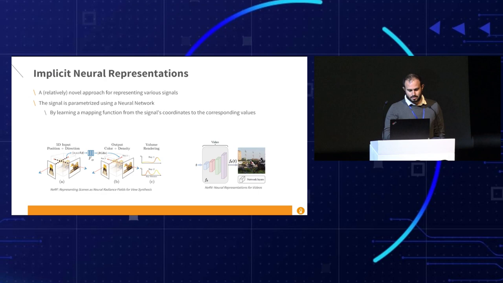Now, I assume that everyone here has some form of familiarity with neural representation in general, as they gained a lot of popularity in recent years. The main idea of these approaches is that we can parameterize a signal using a neural network. This neural network will act as a mapping function from the signal coordinates to the corresponding values at those specific coordinates. As an example, you can look at the figure on the bottom right of the screen, which shows the process of learning a neural representation for videos.